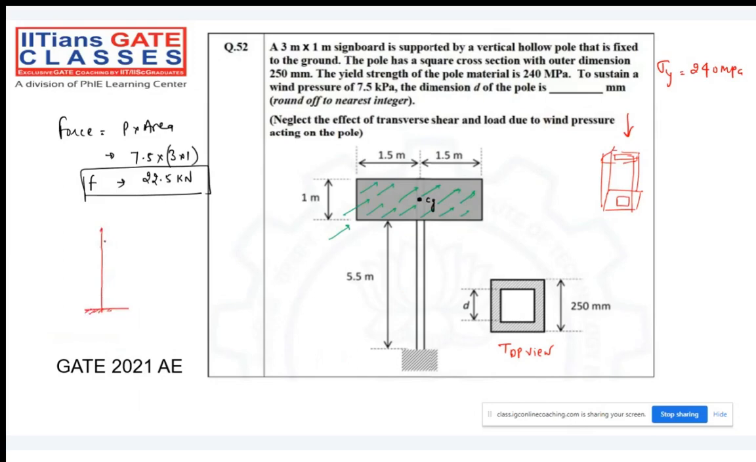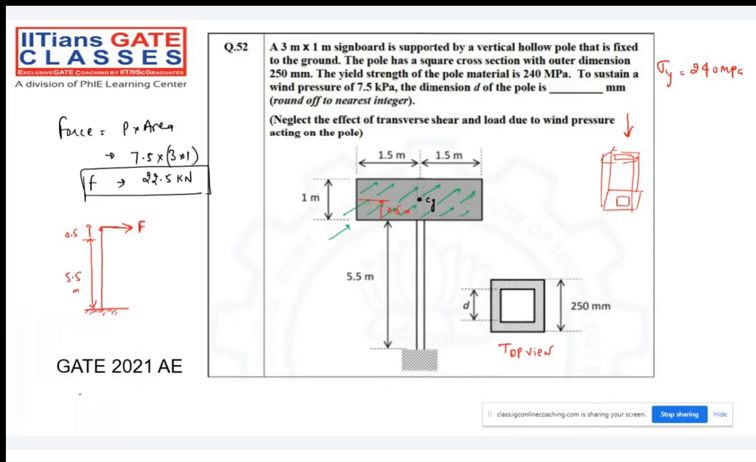This was the height of the pole, 5.5 meter. Additionally, I'm considering 0.5 meter from here to here. What is the centroid? 0.5 meter, right? So this is my pressure force which is being applied like this. If I draw the free body diagram of the pole, that is what my situation would be, right?